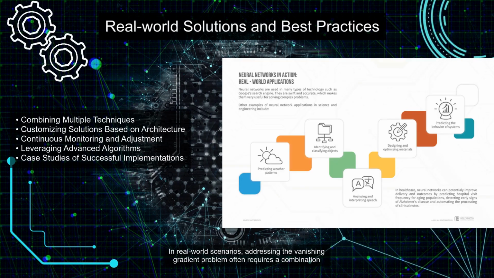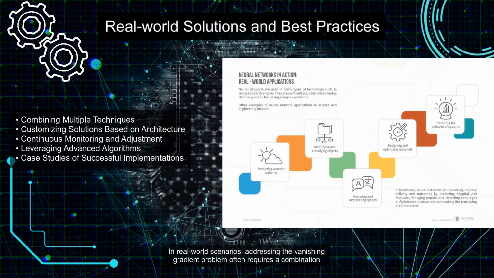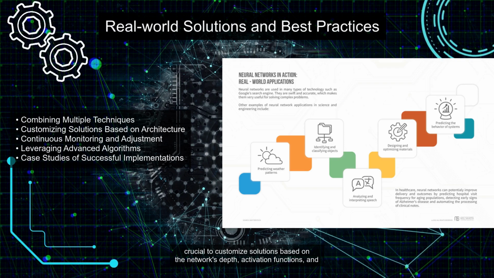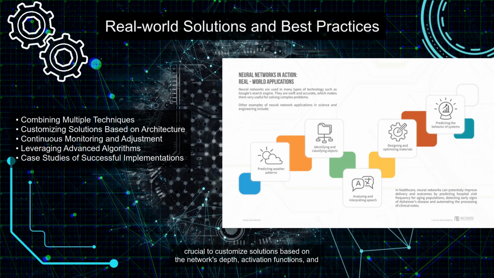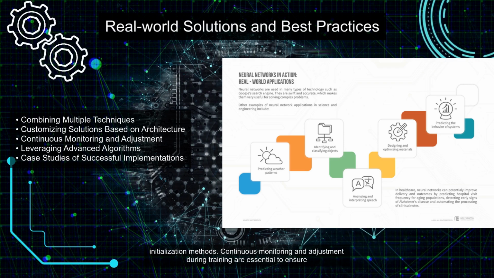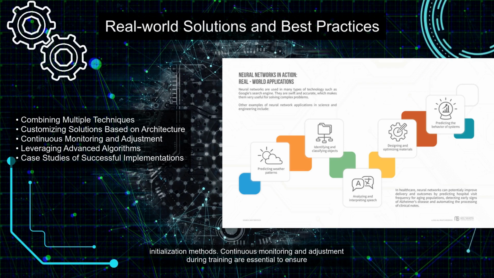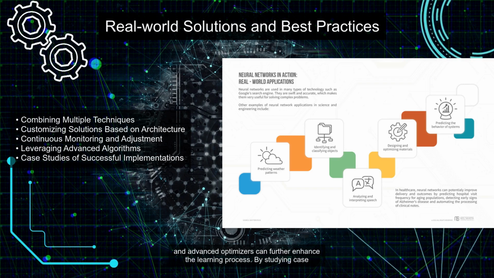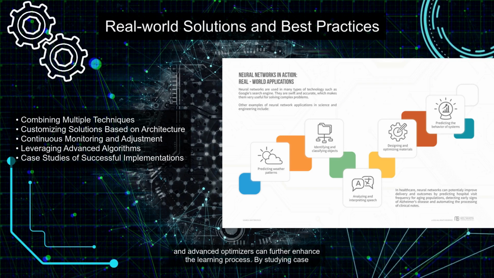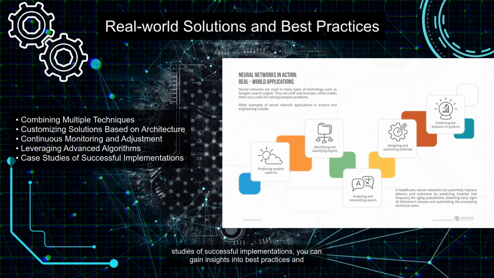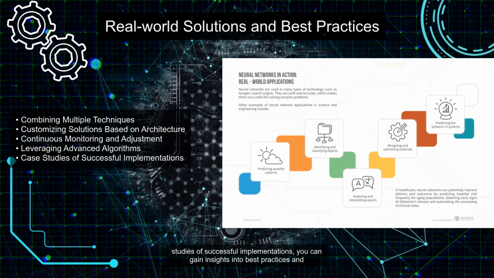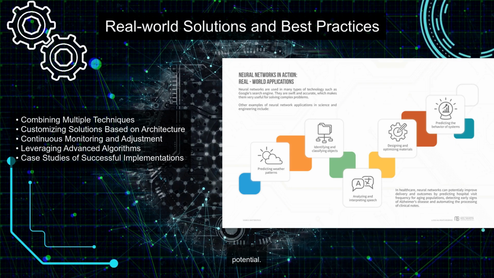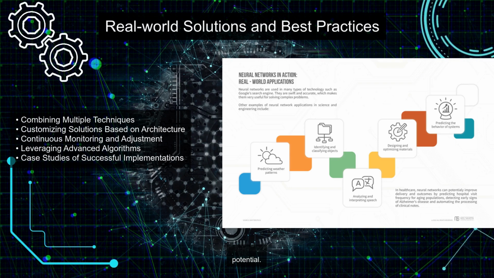In real-world scenarios, addressing the vanishing gradient problem often requires a combination of techniques tailored to the specific architecture of your neural network. It's crucial to customize solutions based on the network's depth, activation functions, and initialization methods. Continuous monitoring and adjustment during training are essential to ensure optimal performance. Leveraging advanced algorithms and techniques such as adaptive learning rates and advanced optimizers can further enhance the learning process. By studying case studies of successful implementations, you can gain insights into best practices and adapt them to your projects, ensuring that your models achieve their full potential.